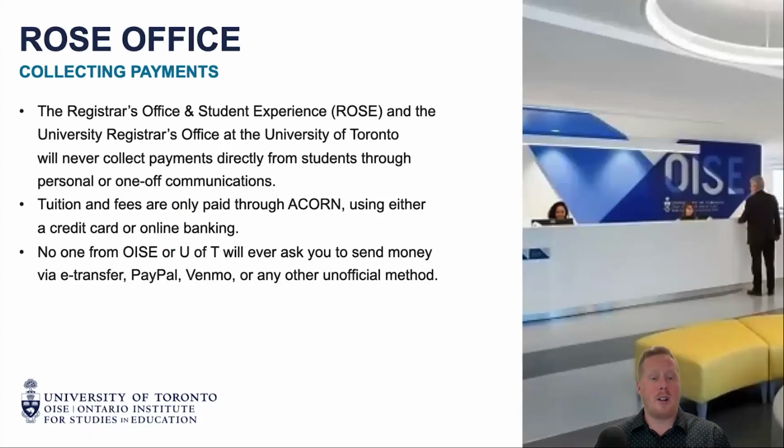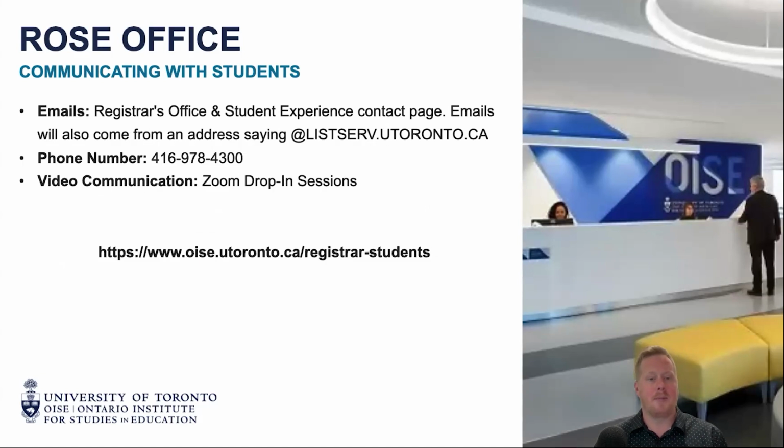So let's talk a little bit about the Rose Office. The Registrar's Office and Student Experience and the University's Registrar's Office at the University of Toronto will never collect payments directly from a student through personal or one-off communications. Tuition and fees are only paid through Acorn using either a credit card or online banking. No one at OISE or the University of Toronto will ever ask you to send money via e-transfer, PayPal, Venmo, or any other unofficial method.